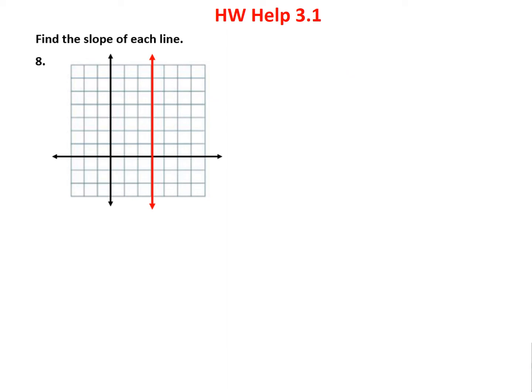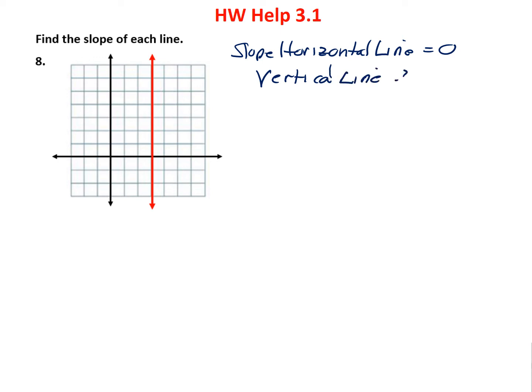Now we saw in the previous problem, number 7, that the slope of a horizontal line was 0. Well, what's going to be the case with a vertical line like we have in problem 8? Let's set it up again. Slope, remember, is the change in y over the change in x, or the rise over the run. And so let's mark it down here. Let's just pick 2 points. I'm going to pick this point, and I'll go up and pick this point.